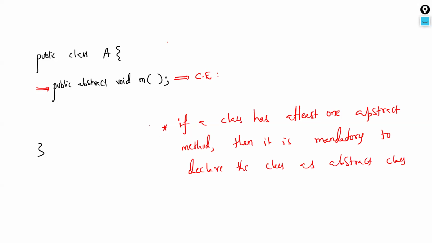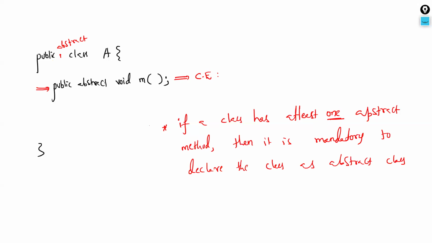Here it is a normal class, but we have an abstract method. If a class has at least one abstract method, there can be 10 or 100 or 1000, no problem. But if it has at least one abstract method, then it's mandatory to declare the class as an abstract class to exist. Otherwise, give the body. But here I have written already the method has to be abstract. Then what should the class be? The class has to be public abstract also. Public abstract class A, then it's a correction.